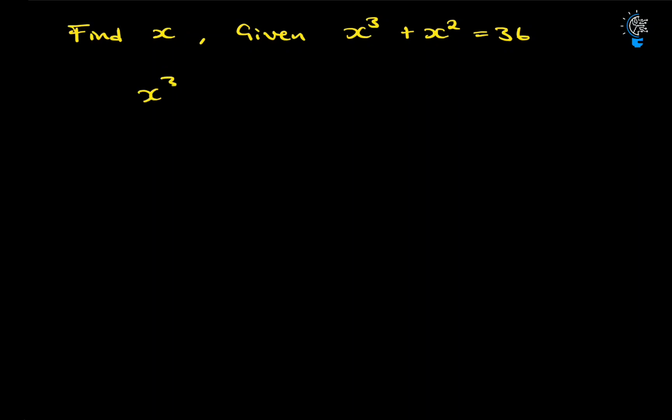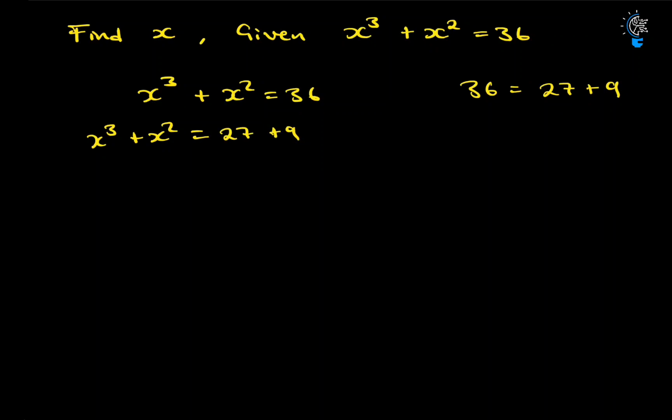We have x to the power 3 plus x to the power 2 is equals to 23. Let's begin by breaking down the 26. So 26 can be written as 27 plus 9. Yeah, so we can write it as x to the power 3 plus x to the power 2 is equals to 27 plus 9.